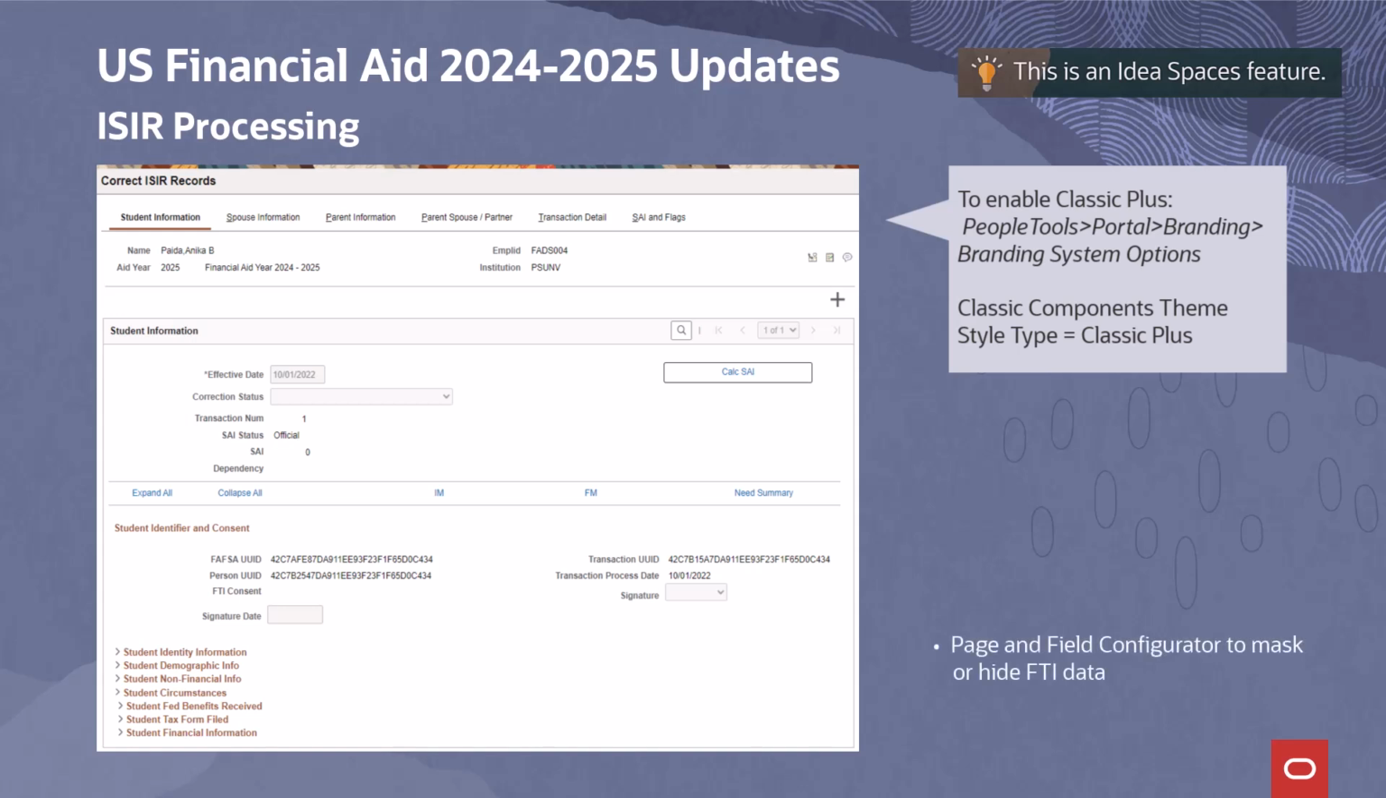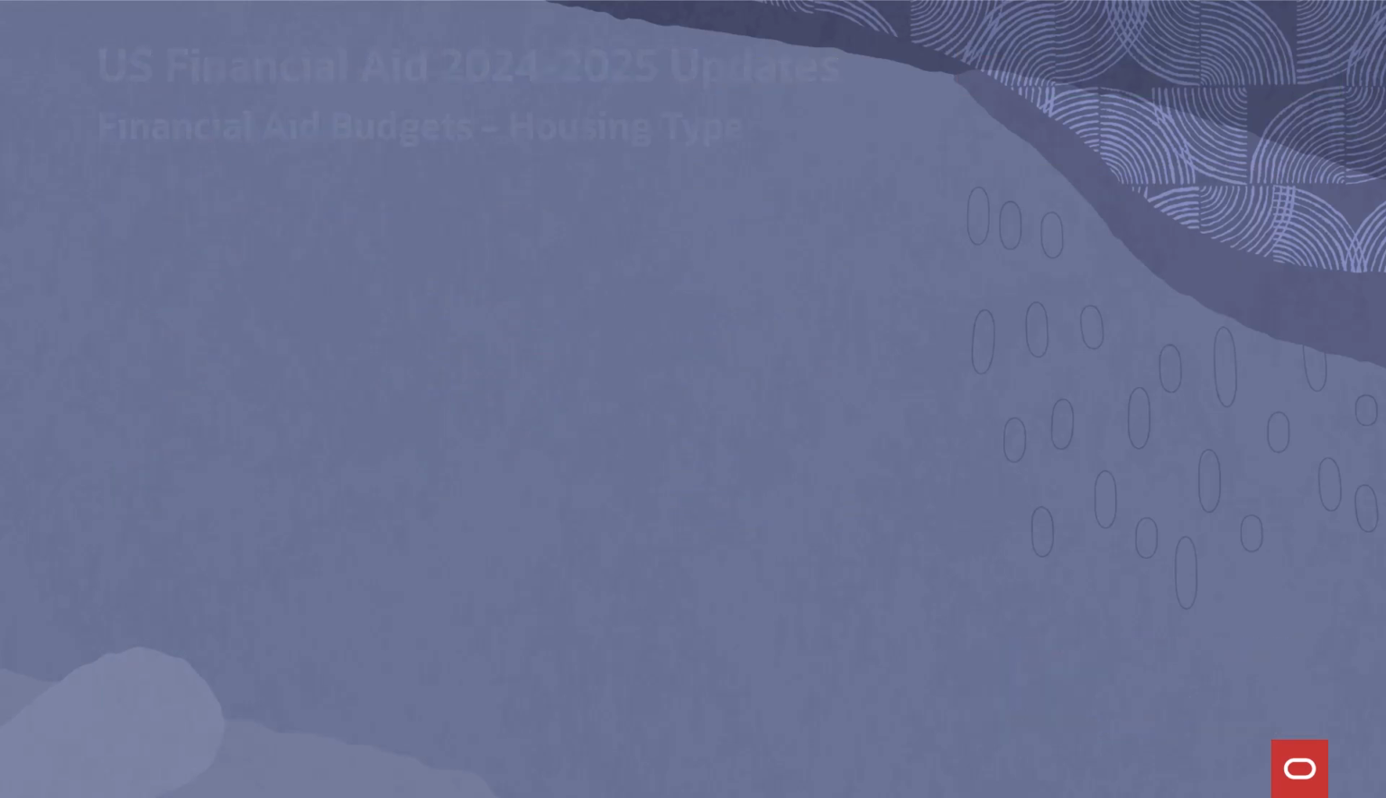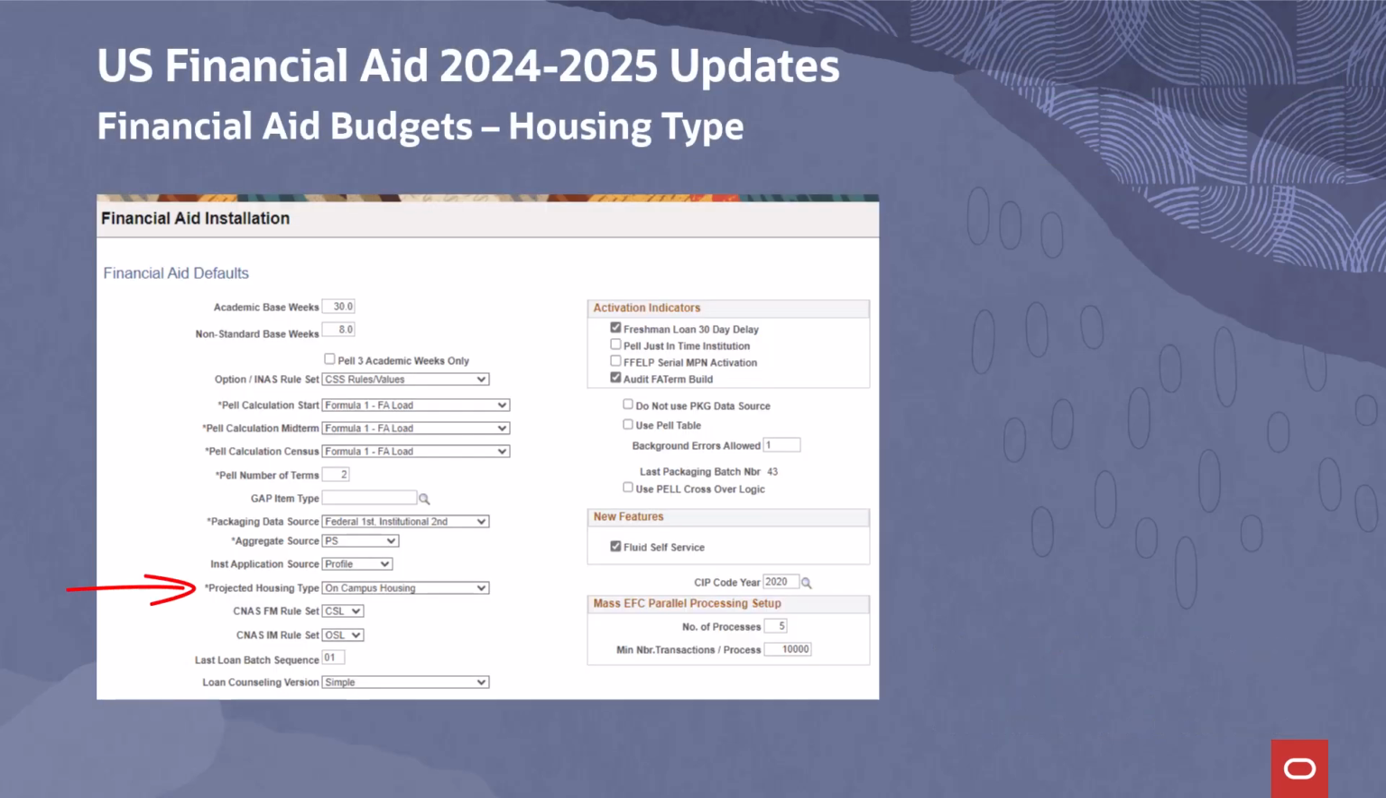Page and Field Configurator allows you to mask or hide the federal tax information where required. In addition, we have delivered records without the FTI fields. Refer to My Oracle Support Doc ID 2870029.1 for additional information. With the removal of the housing field from the 2024-2025 BAPSA, we have added a new field, Projected Housing Type, to the FA Installation Setup page to store a default housing type value.